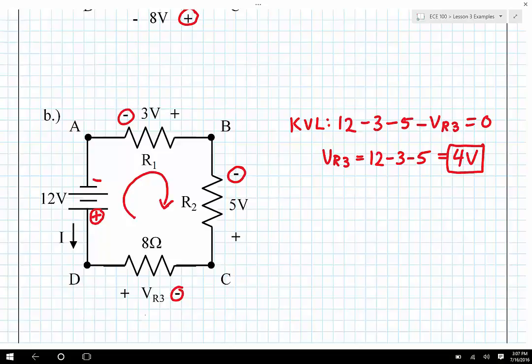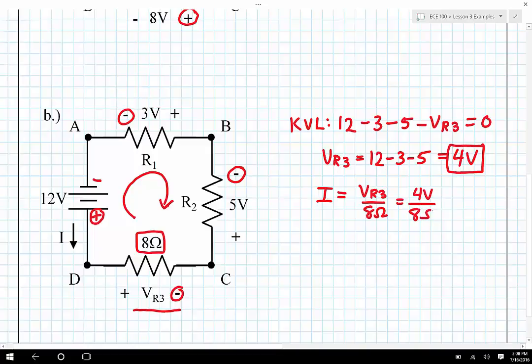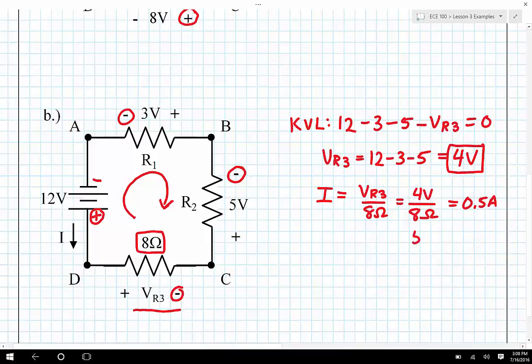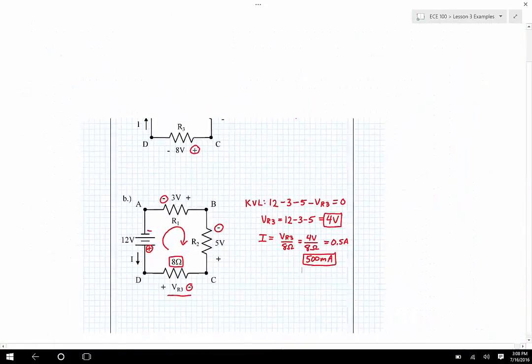But of course, we didn't really have any way of knowing whether VR3 was going to be positive on the left or positive on the right. We just happened to get lucky in this case. Now we're looking for the current that's going around this circuit. Once again, we now know VR3, and we also know this 8 ohm resistance here. So the current is VR3 divided by 8 ohms, which is equal to 4 volts divided by 8 ohms, which is 0.5 amps, or as any good electrical and computer engineer would probably prefer to write this, that's 500 milliamps.